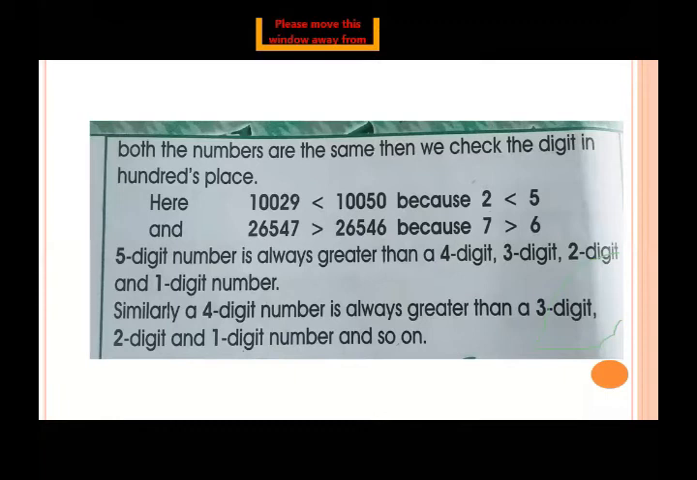First of all you have to check the 5 digit number of both. If the 5 digit number is the same, then you check the 4 digit number. If the 4 digit number is also the same, then you see the 3 digit. If the 3 digit is also the same, then you see 2 and then 1. This way you do comparison of numbers. Hope you all understand.